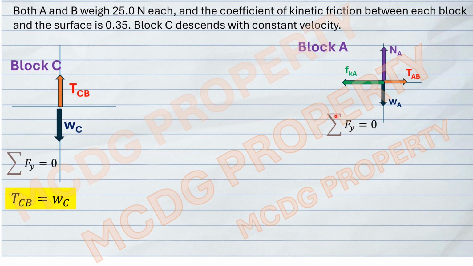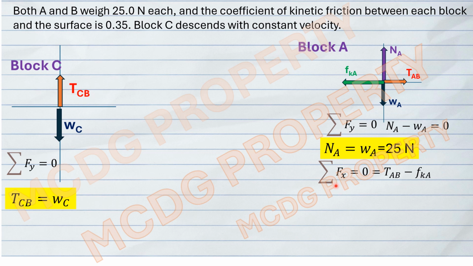So first, we get the summation of forces along the y. The sum of forces along the y is equal to 0. And the forces along the y will be normal force minus the weight is equal to 0. So that is NA minus WA is equal to 0. Hence, the normal force acting on block A will be equal to the weight of block A, which is 25 newtons.